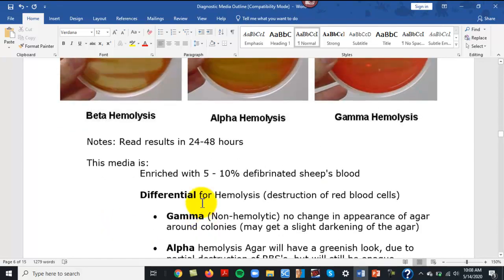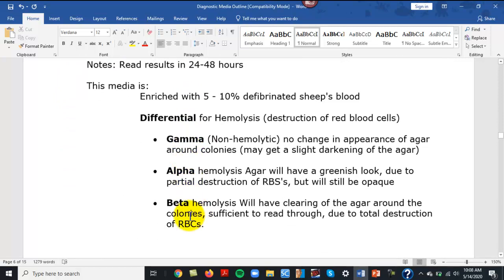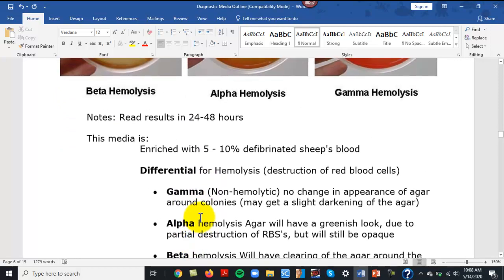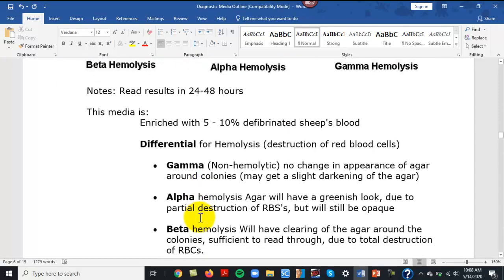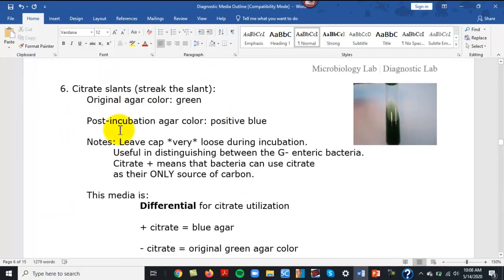And then beta hemolysis, you'll actually see on the sides when you hold it up to the light, you'll see a clearing where all the red cells were destroyed. And that right there is where all the red cells are gone where they streaked this. So that's beta hemolysis. So be able to tell the difference between the three of these. You have to be able to tell what is gamma, what's alpha, what's beta, and then go from there. So, okay, I'll start here next.